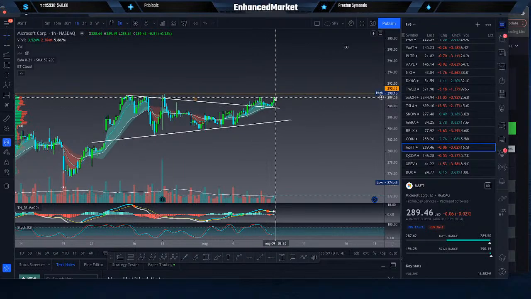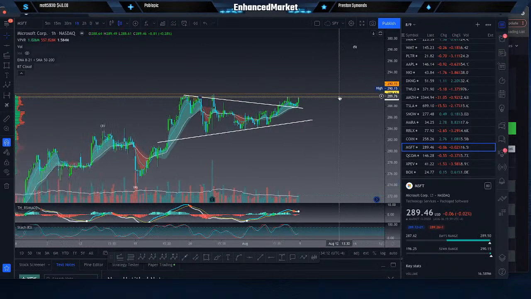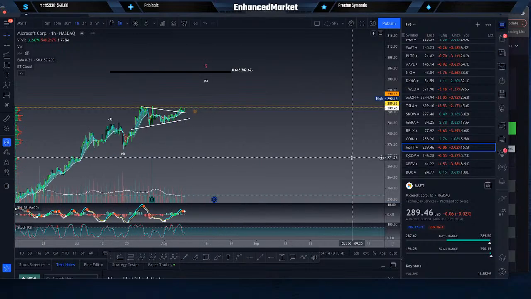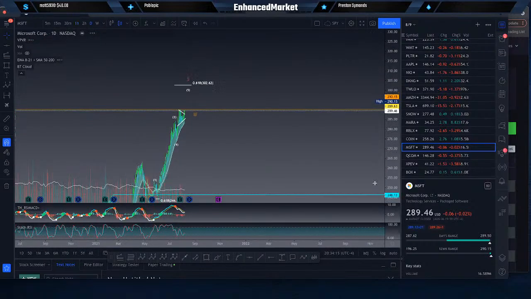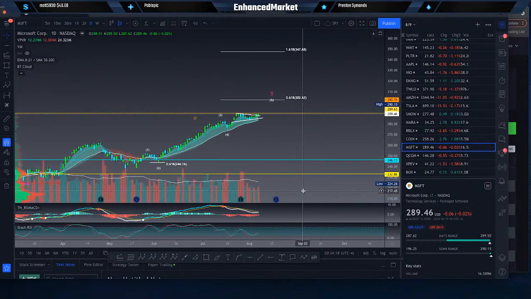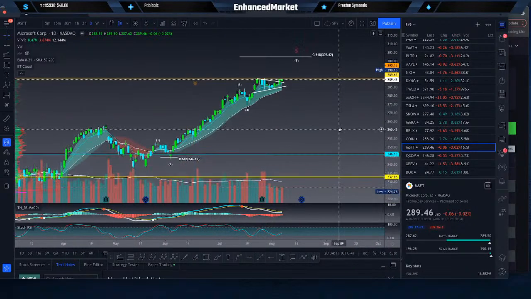Nice rounded bottom here before moving back to the upside on the close. So if we can break above that previous high of 289.63, we should test the highs of 290.15 before continuing higher. So definitely like this for some upside this week. Take a look at the MACD and the RSI and the daily. Looks very good.